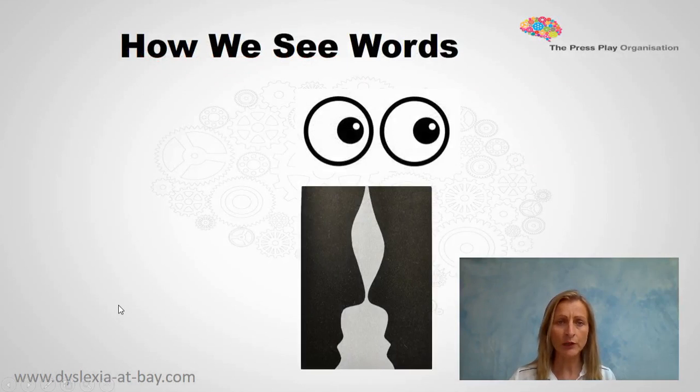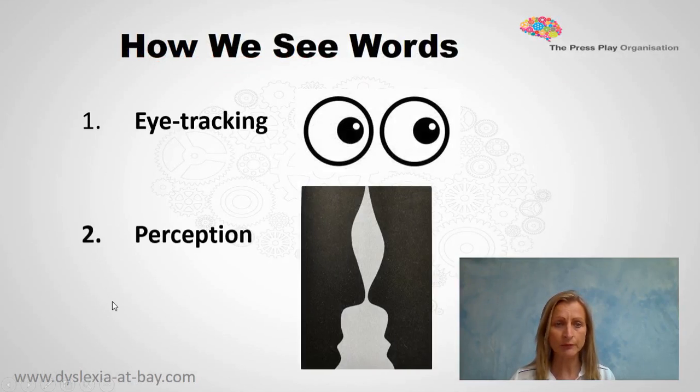So in this section, we'll look at two areas. Firstly, eye tracking, and secondly, perception. So eye tracking refers to how the two eyes move together while reading, and perception refers to what people see when they look at something.